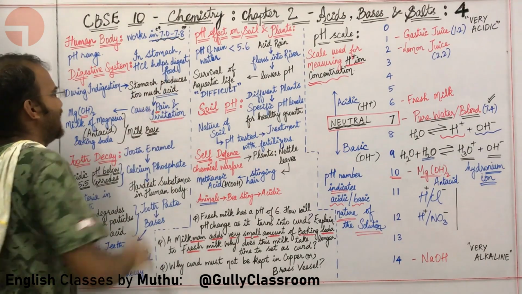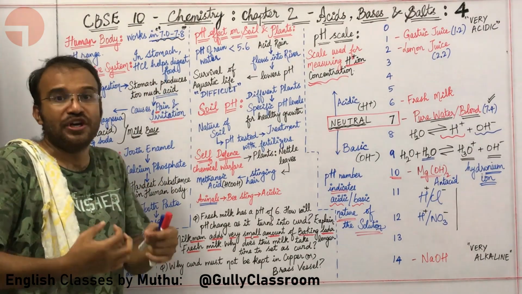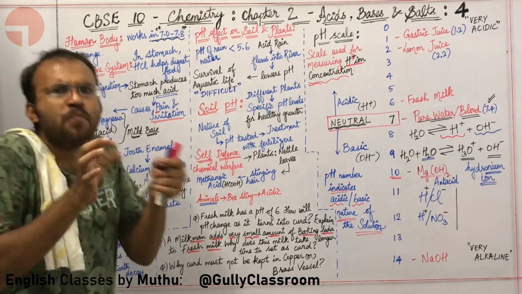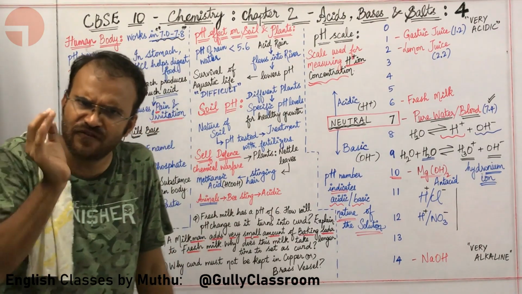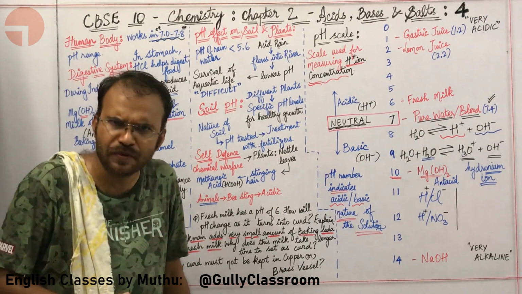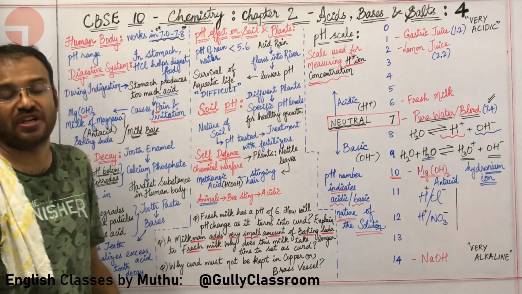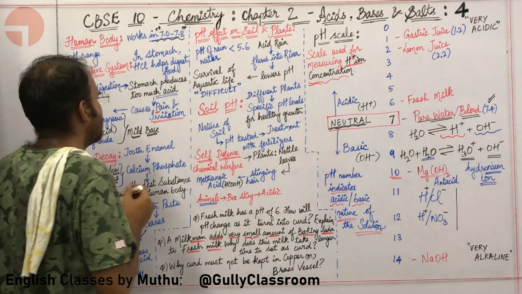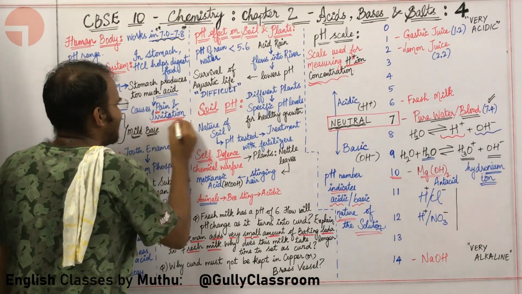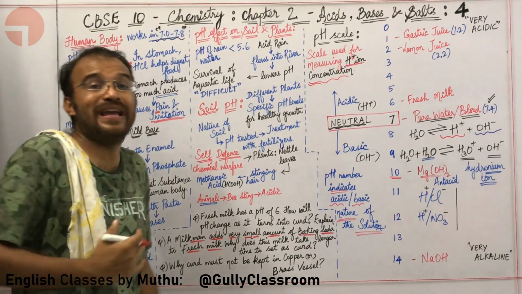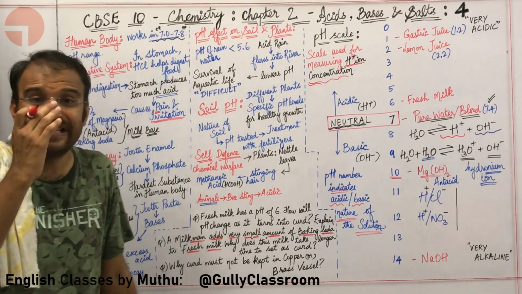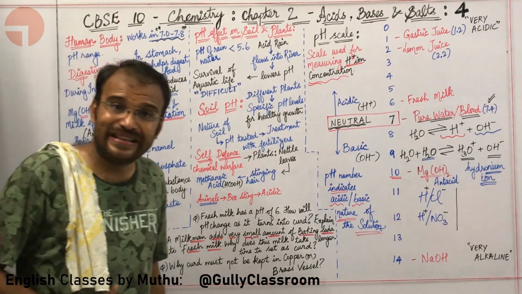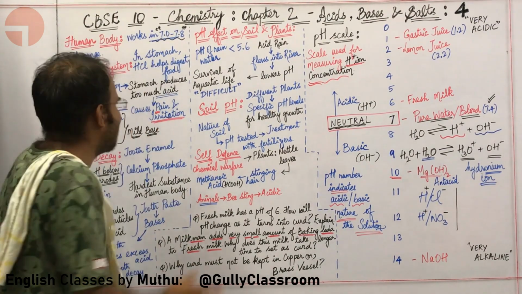Here, during digestion, HCl is produced. In case of indigestion, what is happening? More and more hydrochloric acid will be produced in order to help in the process of digestion. Because of this excess hydrochloric acid, what will happen? Pain and irritation will be caused. This pain and irritation in the stomach is called acidity.